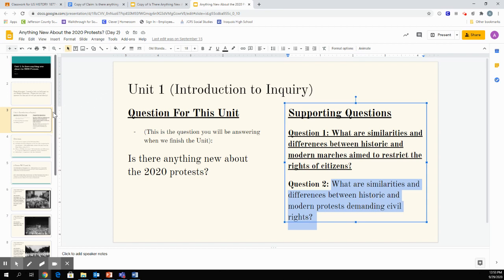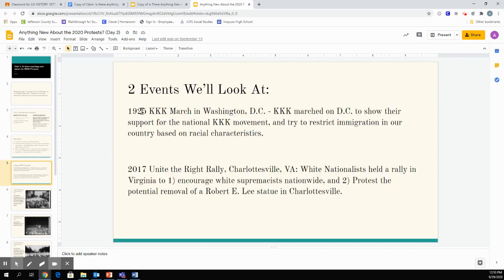So what we did was the first event of marches aimed to restrict or take away rights. We looked at 2 events. One was from 1925, and it was the KKK, the Ku Klux Klan, marching in Washington, D.C., and they were trying to basically get people to join their movement and also trying to restrict immigration in our country based on race. That was the purpose of that march. It was again trying to keep immigrants of certain races from coming into our country. Again, a very controversial thing that would not be accepted today.